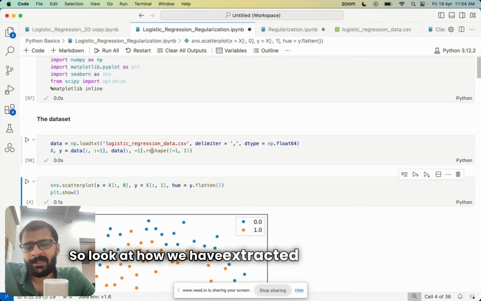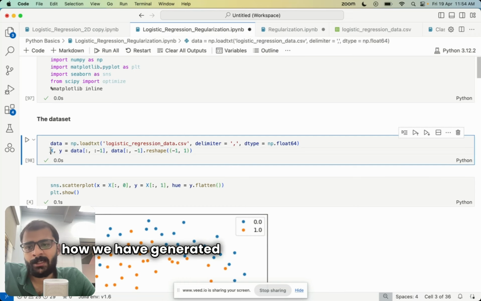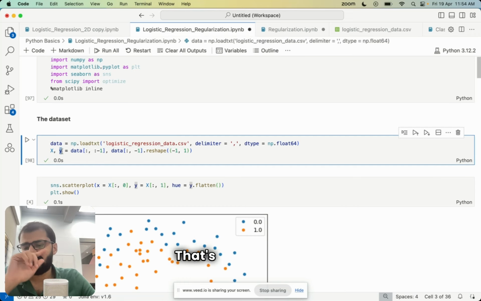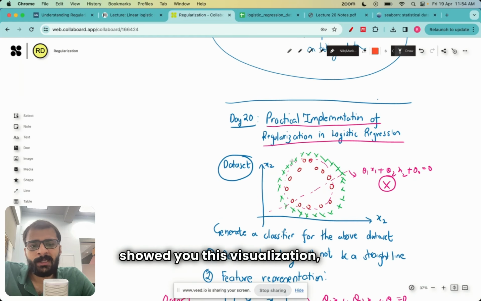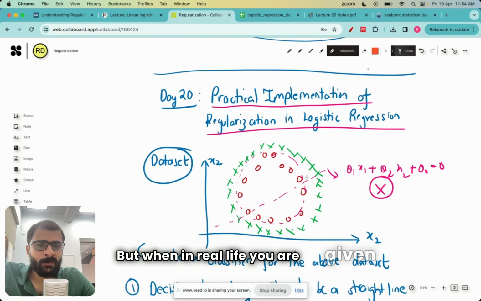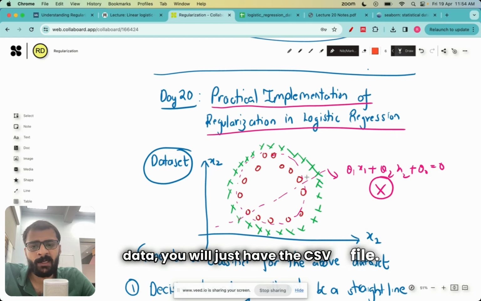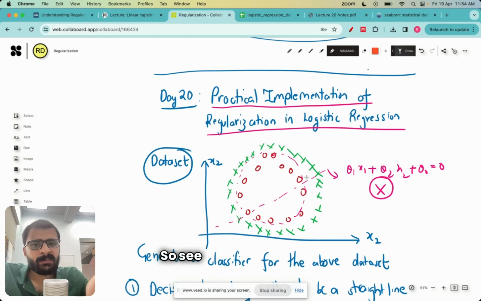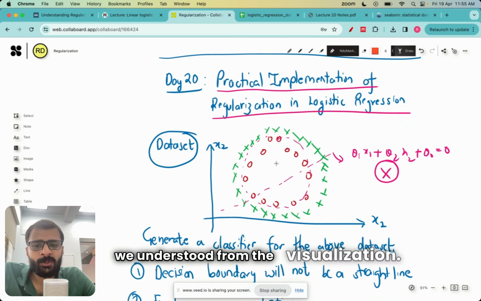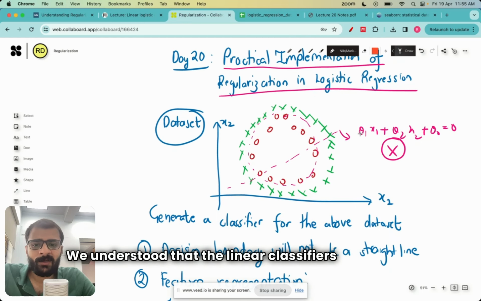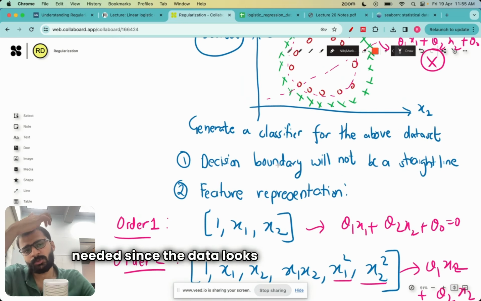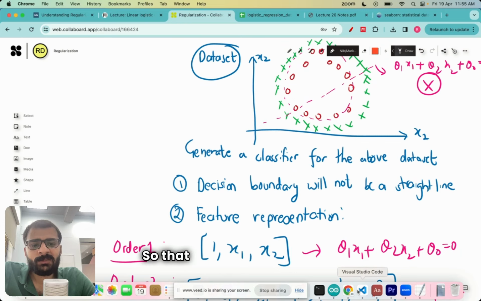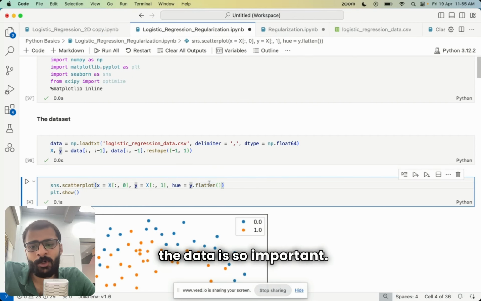So look at how we have extracted the data here, and how we have generated the input data and the output data. That's the first step. Another step is that here I showed you this visualization, right? But when in real life you're given the data, you will just have the CSV file. So see how many things we understood from the visualization. We understood that the linear classifiers won't work. We understood that probably an order 2 would be needed since the data looks to be circular, correct? So that is why visualization of the data is so important.